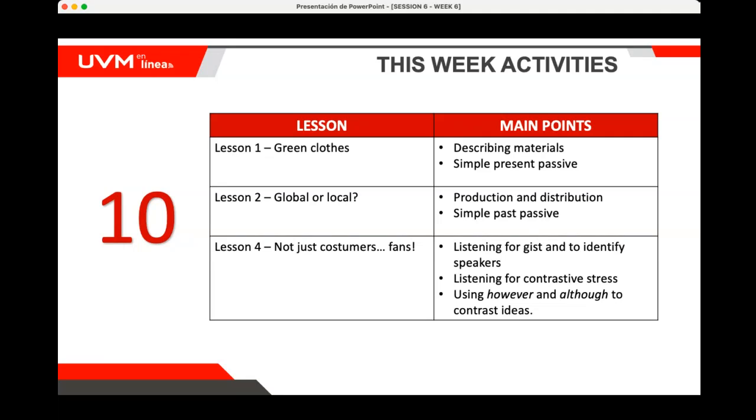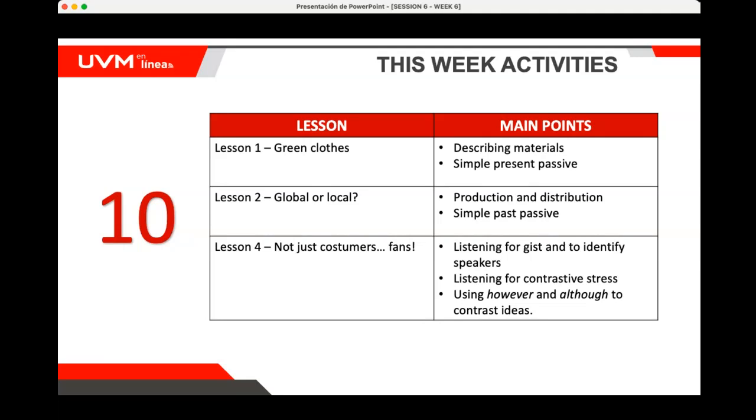Lesson 1 was called Clothes. In this case, you learn vocabulary to talk about materials, so we learn words to describe materials. And in this unit, I think the most important thing, again, is not about vocabulary, but about grammar. Because in this case, you started to use the passive voice.